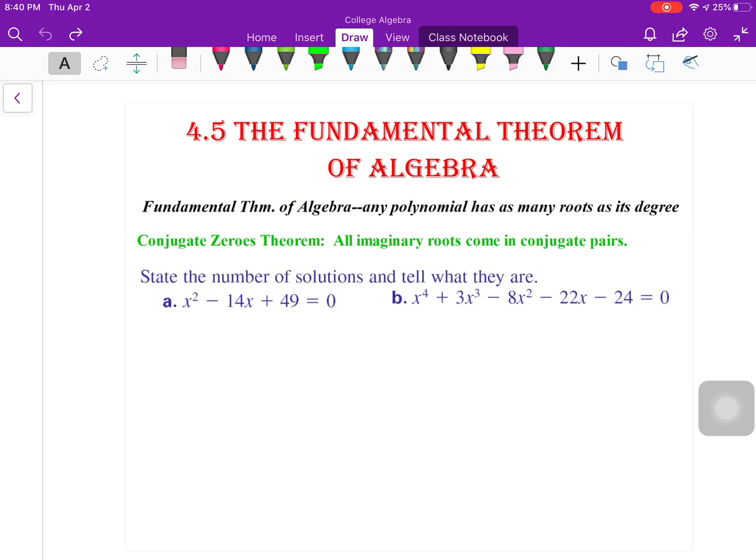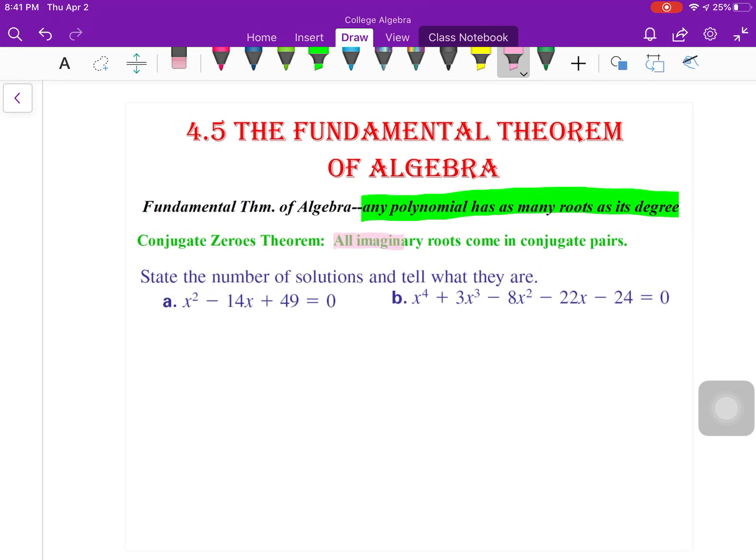Finally, we're going to be talking about the fundamental theorem of algebra, and we've already done a lot with it. We just have never formalized it. What the fundamental theorem of algebra says is any polynomial has as many roots as its degree. So when we had quadratics, it had 2 roots. When we had cubics, it had 3 roots. When we have quartics, it should have 4 roots, etc., etc.